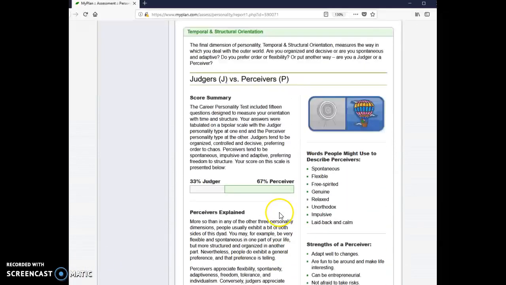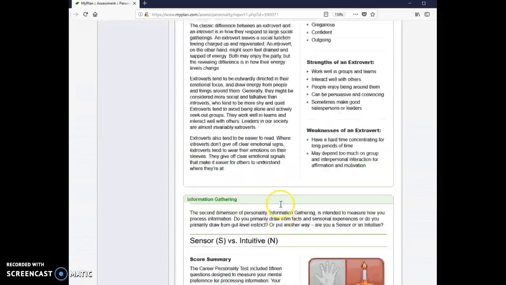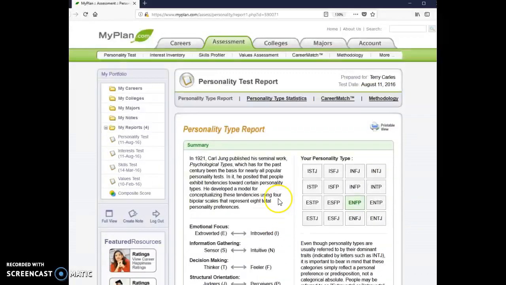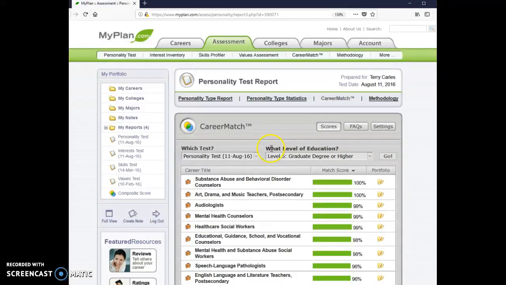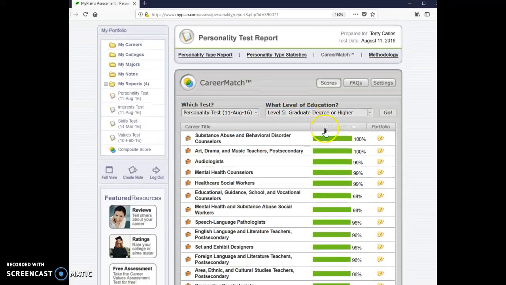If we scroll back to the top, you will see that there are other links displayed here. What we are going to ask you to do in all 4 of your assessments is to go in and review the report and then click on Career Match. Within Career Match, you need to verify the degree that you are thinking you want to get. So in this case, this person said they are willing to get a graduate degree or higher.